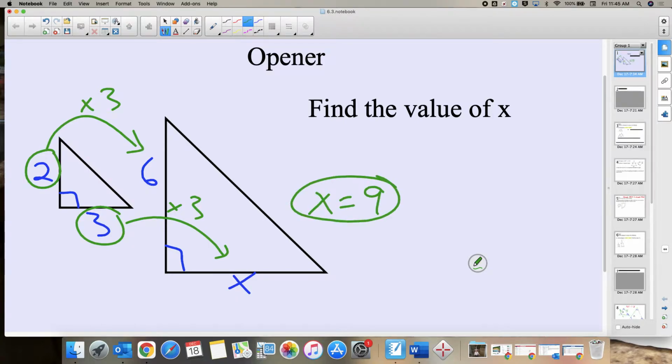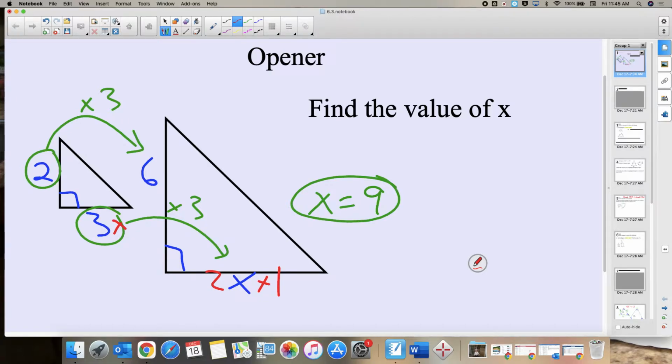While yes, that does work in these basic problems, we also need to be able to create our proportions and work with them in case we get a problem that becomes a little bit harder. Maybe I make this a 3x and this becomes a 2x plus 1. Right? Then you need a process to go through.